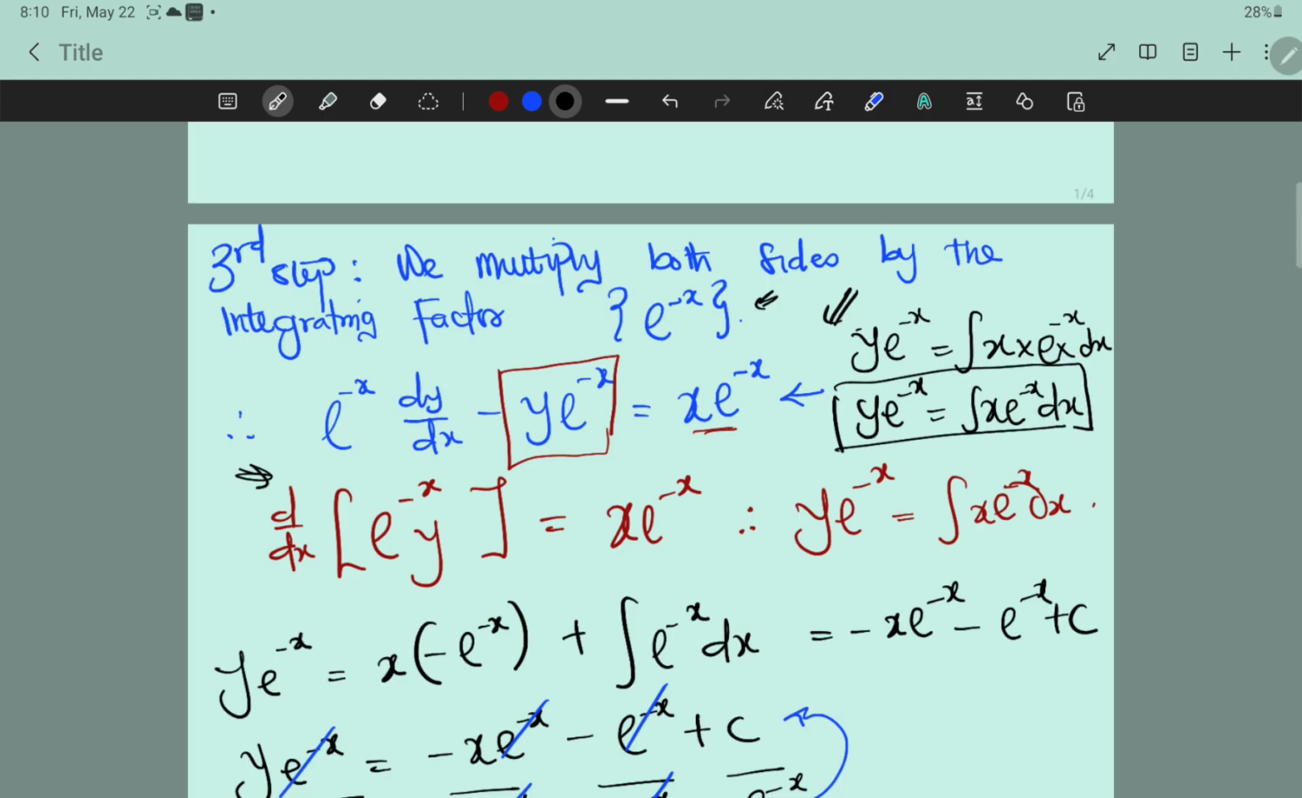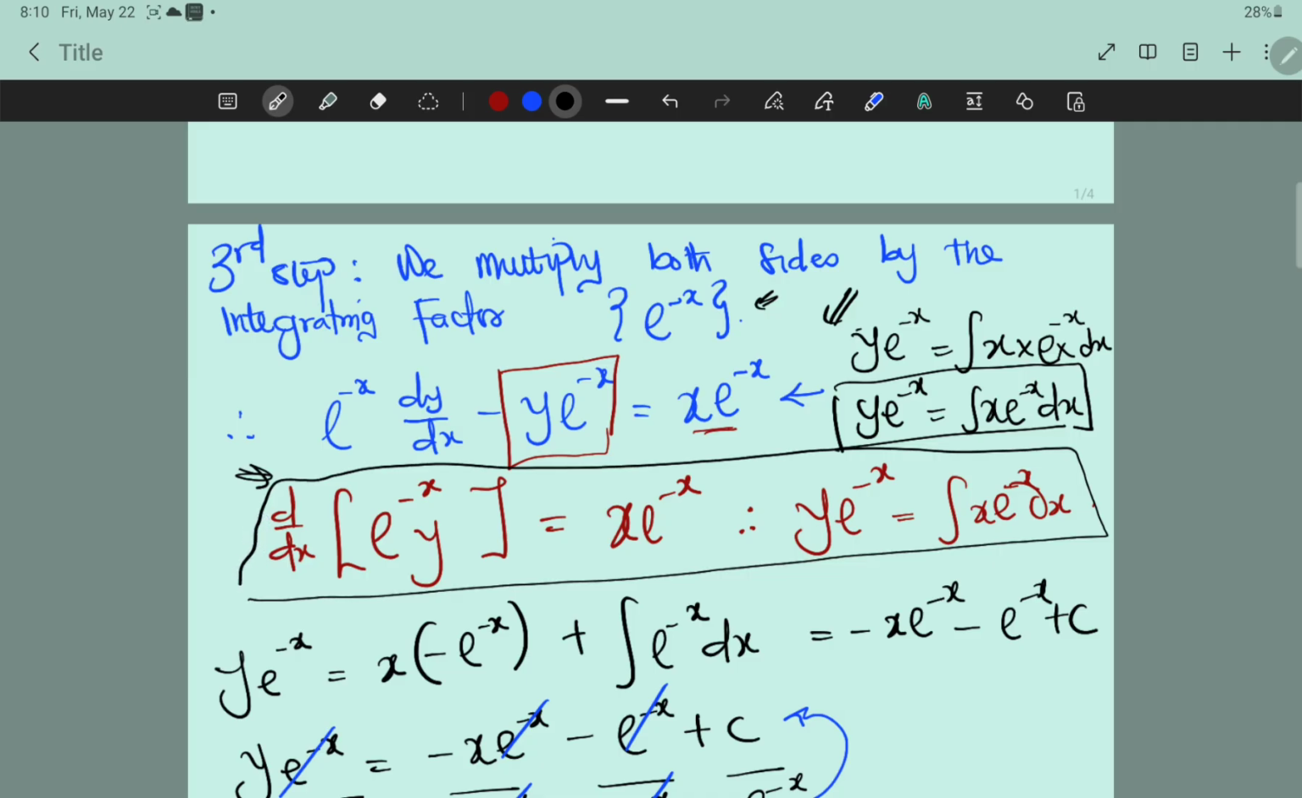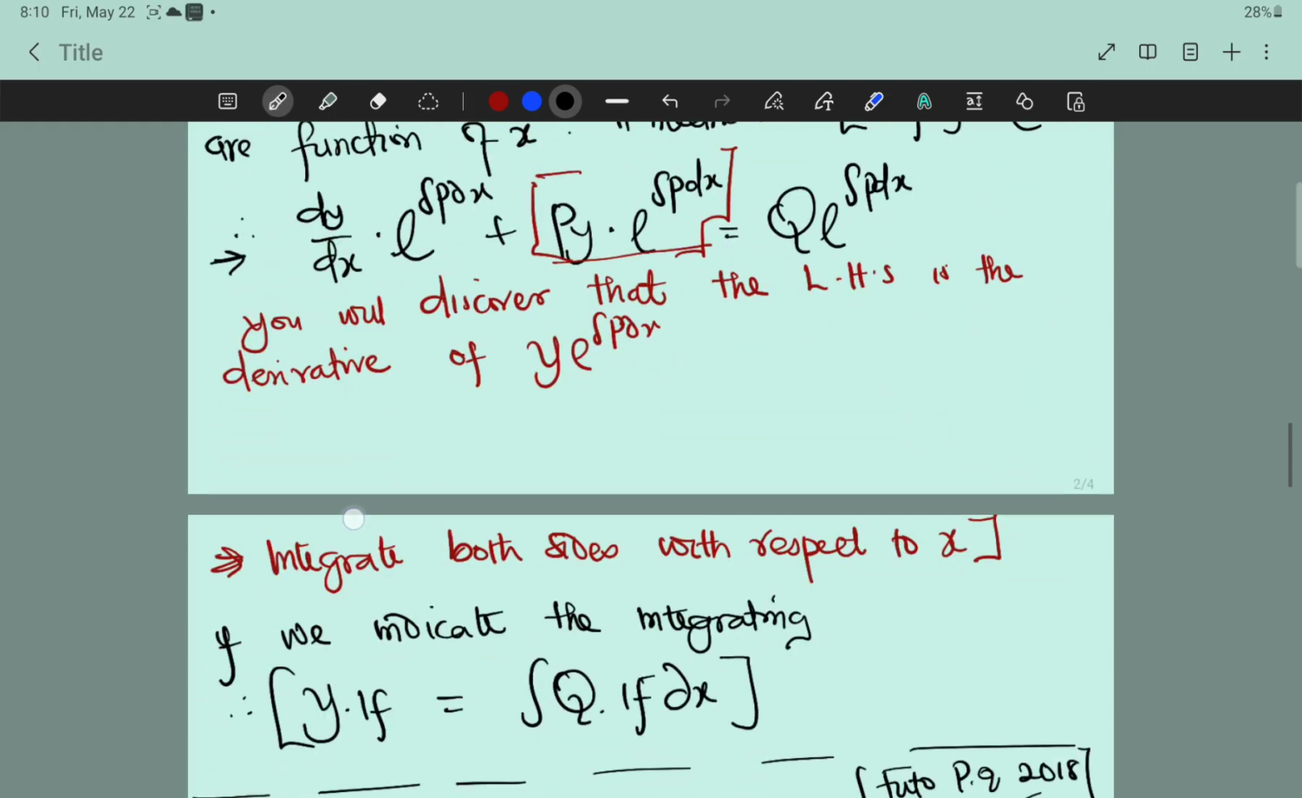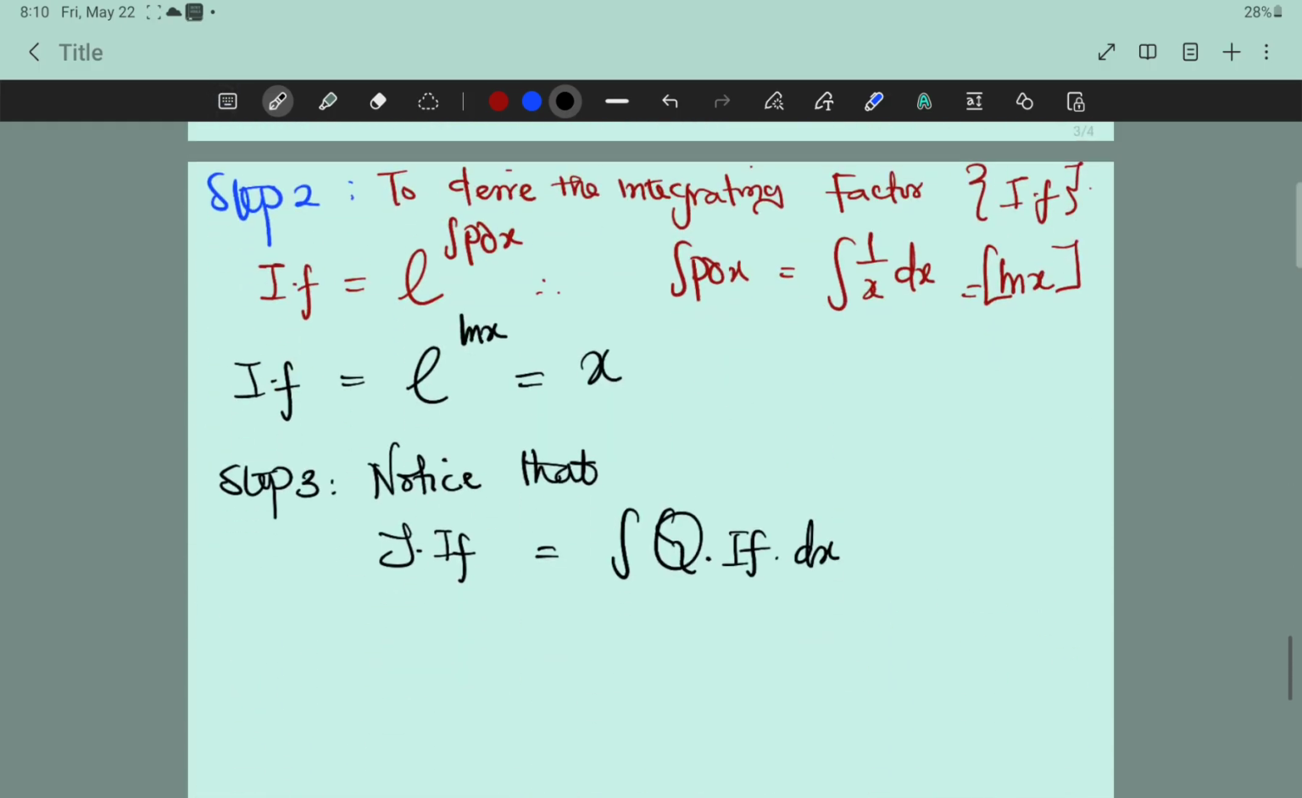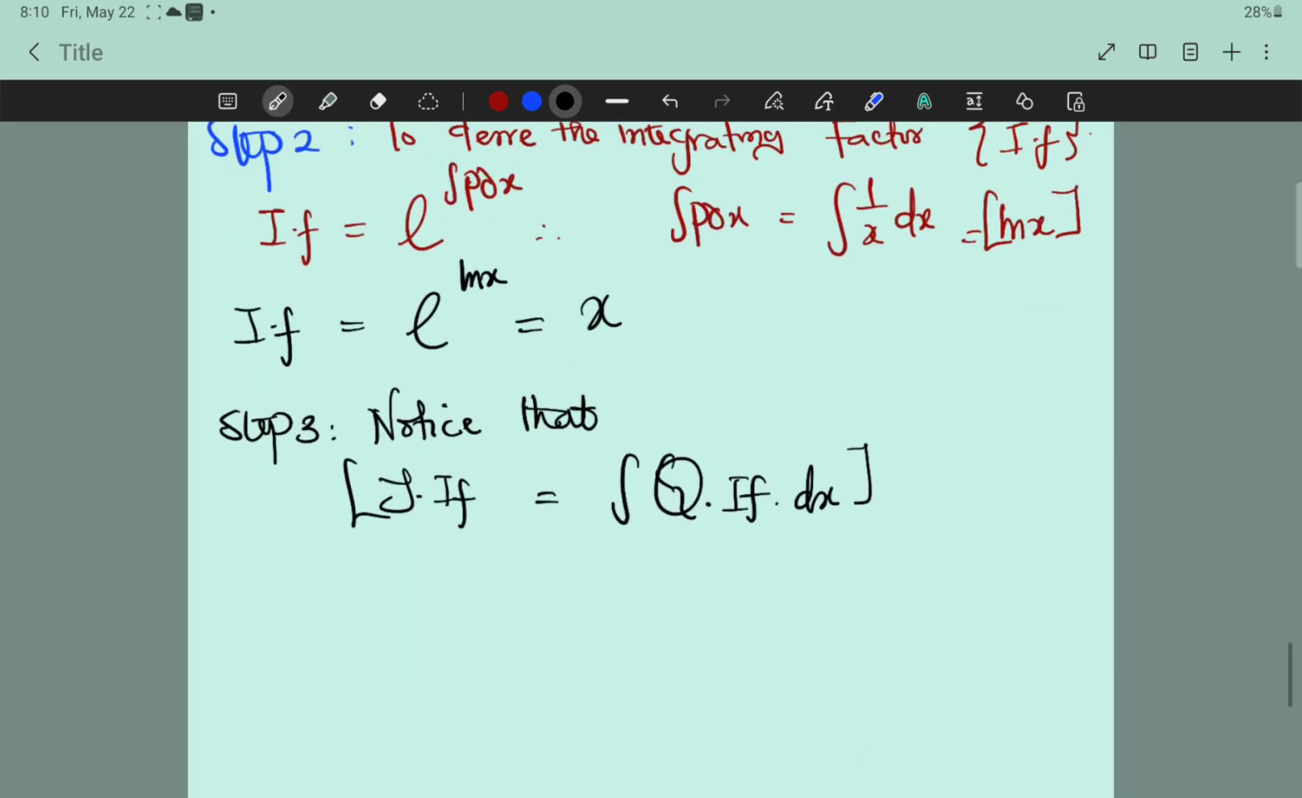This particular integral here is what was written here. Do you understand me now? So it means that this is equal to this. Do you understand? Of course. So back to what I was saying, the easier way to do that is to just know this law, that y multiplied by the integrating factor is equal to the integral of q multiplied by the integrating factor dx.